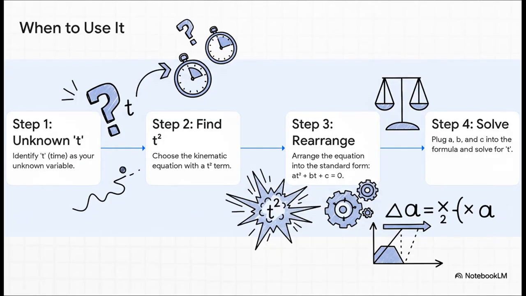So when do you actually use this in physics? Here's the signal. If you're trying to solve for time, t, and the kinematic equation you're using has a t squared term in it, that's your cue. You'll have to rearrange the physics equation into that standard at squared plus bt plus c equals 0 form, identify your a, b, and c, and then plug them into the formula to solve for time.